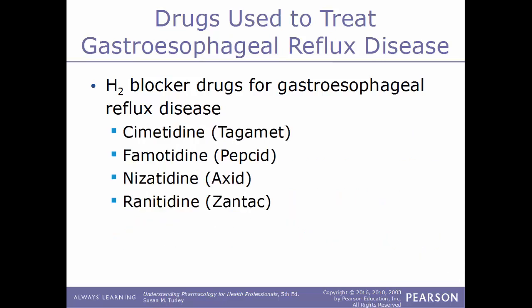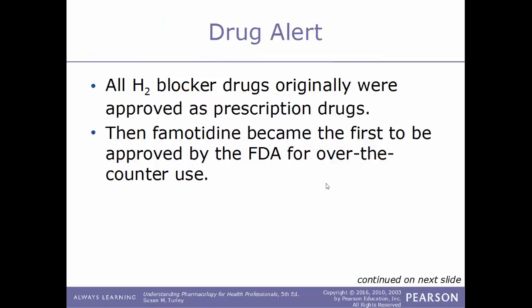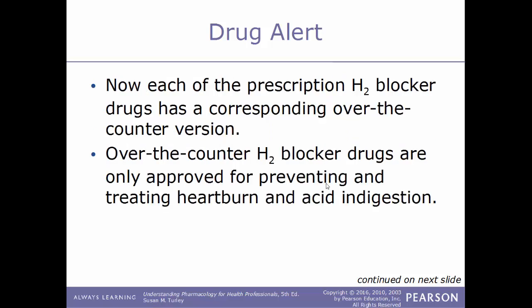Here are some common examples of H2 blocker drugs: cimetidine, which is sold under the trade name Tagamet; famotidine, which is sold under the name Pepcid; nizatidine, sold under the name Axid; ranitidine, which is sold under the trade name Zantac. Alright, this leads us to another drug alert. All H2 blocker drugs originally were approved only as prescription drugs. Then famotidine, which is Pepcid, became the first to be approved by the FDA for over-the-counter use. Now, each of the prescription H2 blocker drugs has a corresponding over-the-counter version, and the over-the-counter H2 blocker drugs are only approved for preventing and treating heartburn and acid indigestion.